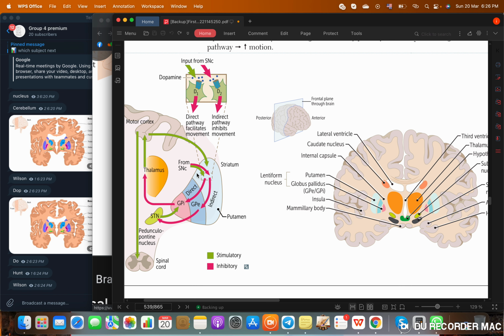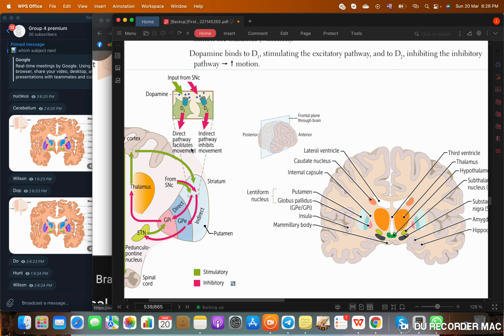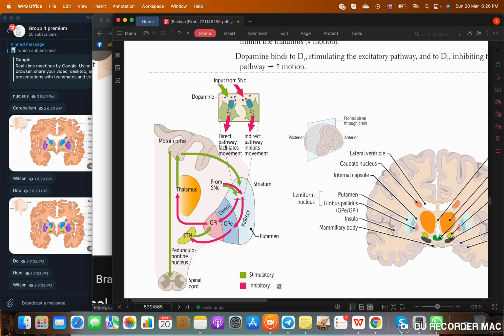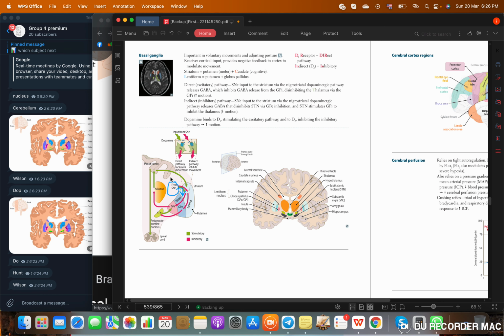So let's start with the direct pathway that facilitates the movement. Okay, so we want to move. Who decides that? So they write, an input from the subthalamic nucleus tells you that you should move. So let's try to move. This happens here. See? Okay. So let's start speaking about this role of movement, how it occurs step by step.